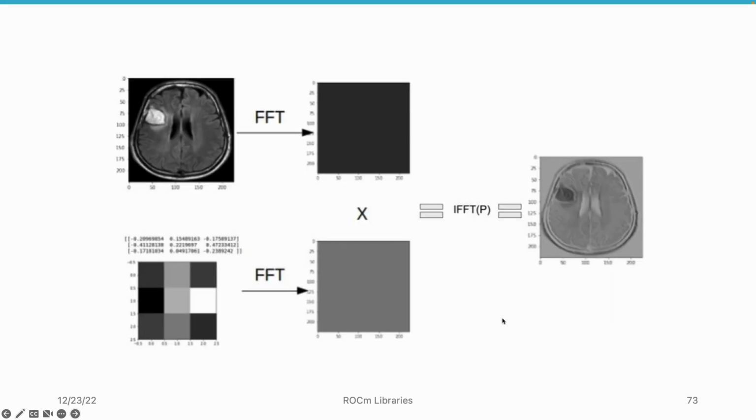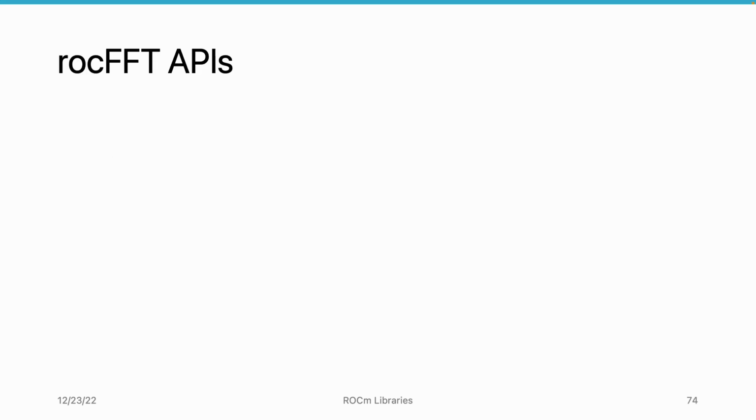FFT is commonly used in image processing because in one way we can use FFT to implement image convolution. So for example, in this image, we want to use convolution to detect some features of this brain tumor. And the FFT can convert a convolutional operation into a multiplication operation, which can significantly reduce the computational complexity. That's why FFT is so important as a building block of more complex algorithms. So now we understand the importance of the FFT algorithms. Let's look at the rocFFT APIs.